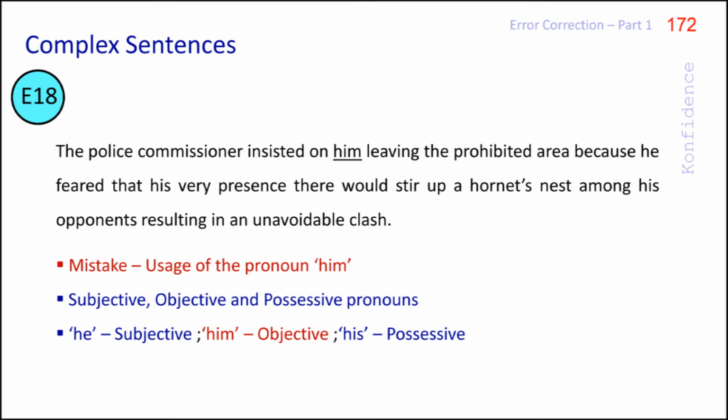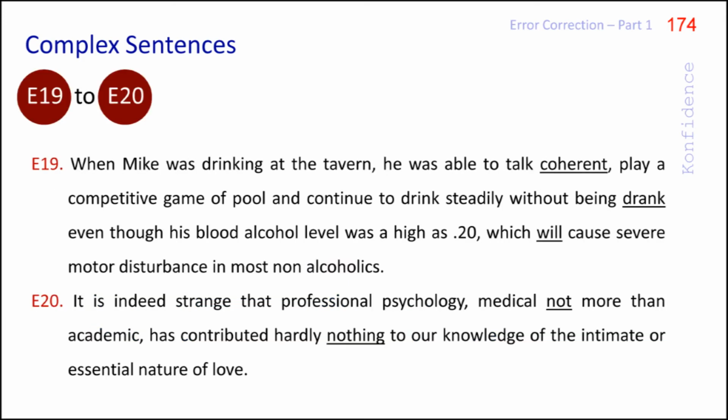Let us ask a question. What did the police commissioner insist on? Leaving the prohibited area. Who's leaving? His leaving. So the objective pronoun him must be replaced with the possessive pronoun his. Now read the two examples E19 and E20.